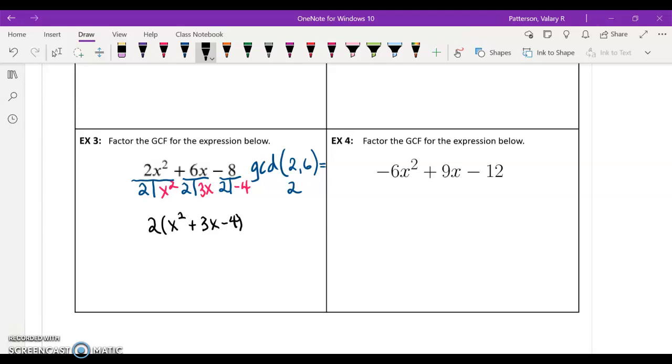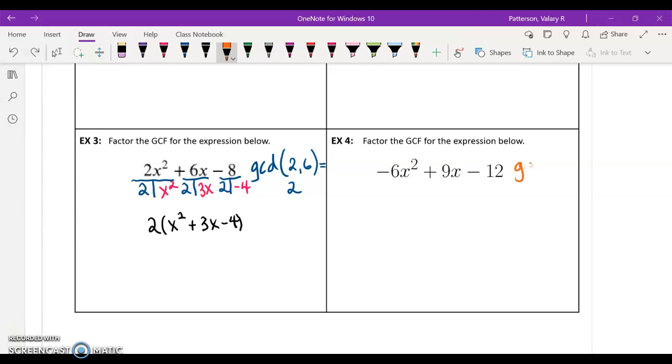Now I'm going to let you, let's talk about 4. You can help me with this one. So first of all, our leading coefficient is negative. So what does that tell us about our GCF? It has to be negative. Nice. But what 2 numbers am I going to use to find my GCF or my GCD?